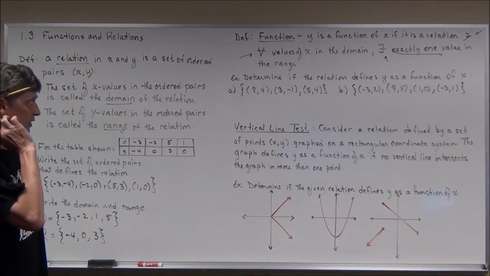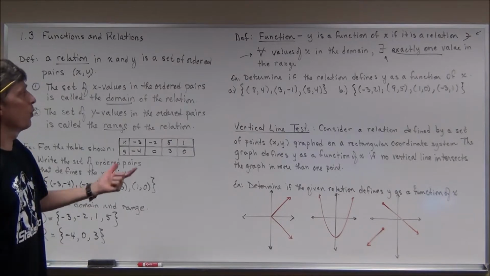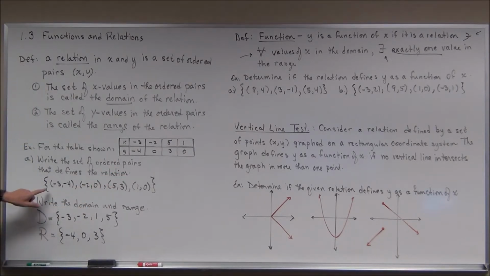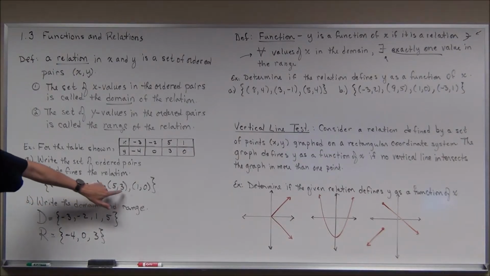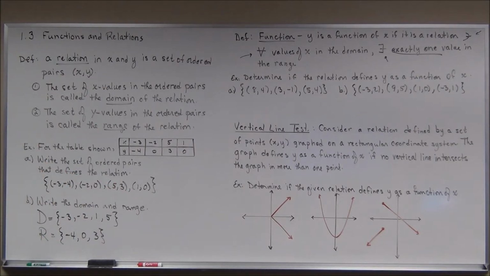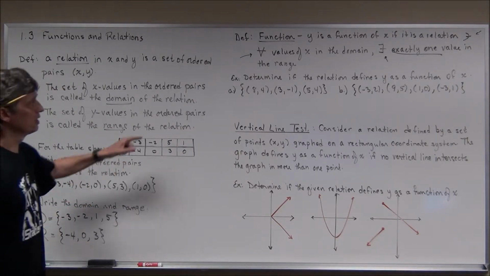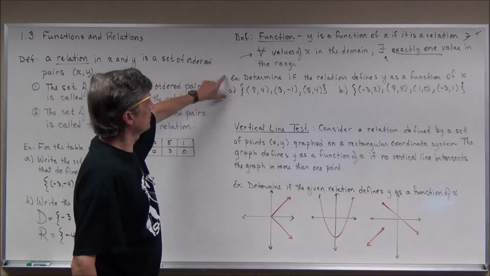So you can't have the same x value used twice with different y values. Now, if you look at the example that I have down here, -3, -2, 5, and 1, all the x values are used exactly one time. Therefore, this relation is also a function. Let's see if we can determine that with these two examples.